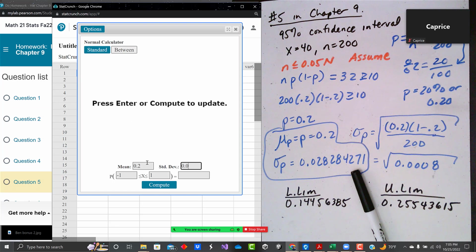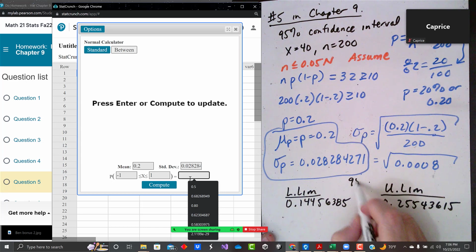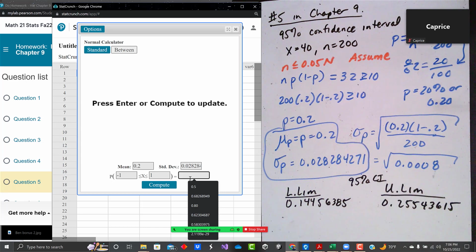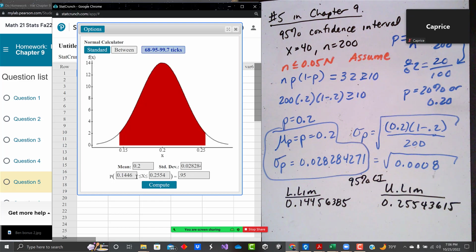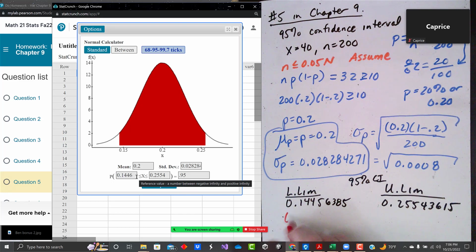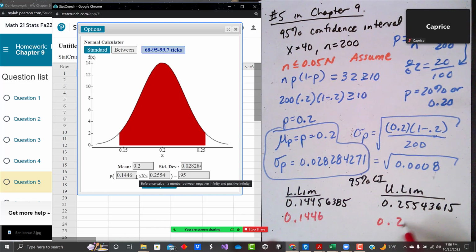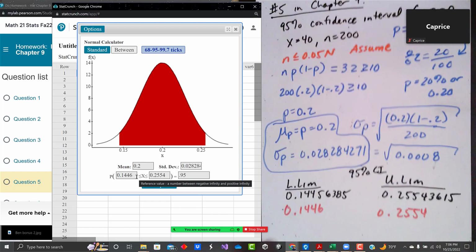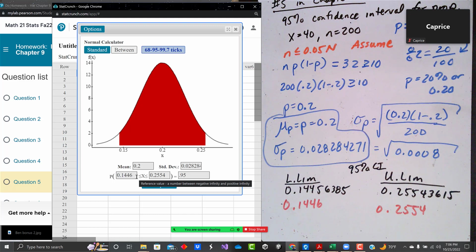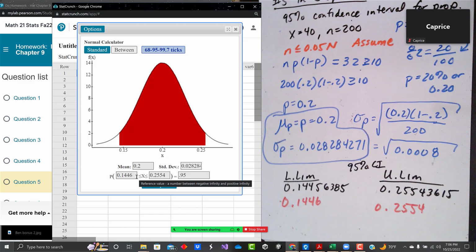And then I'm going to put in as many decimal places as I can. We wanted a 95% confidence interval. So 95% is 0.95. I'm going to put 0.95 over here, and I click compute. And look at my boundaries. It says 0.1446, 0.2554. Isn't that just this rounded to four decimal places?